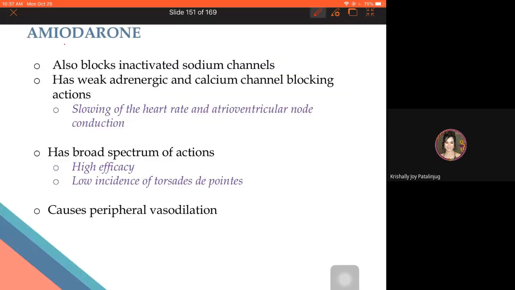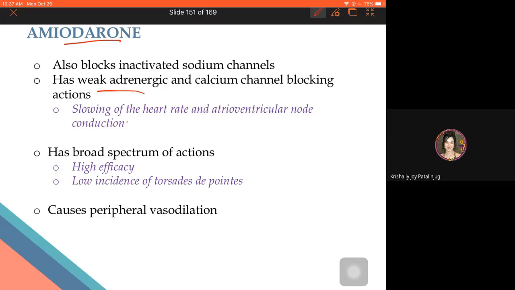Okay, and particularly it has a weak adrenergic and calcium channel blocking effect. Weak beta blocking and calcium channel blocking effect. Thus, it can slow down the heart rate. Meron siyang ability to slow down the heart rate and the atrioventricular nodal conduction.